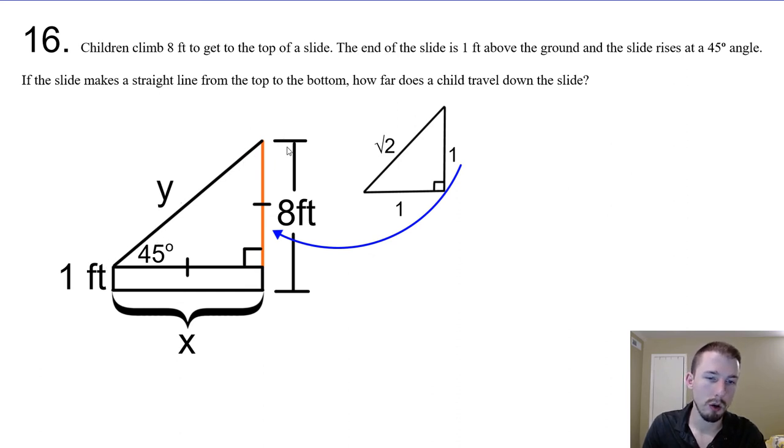All right, well, if the total length is 8 feet, but it's 1 foot above the ground, we're going to subtract that 1 foot. The orange length here is actually going to be 7, if that makes sense. So it's going to be 1 less than how high the whole triangle is off the ground. So if I'm going from this leg of 1 to the leg of 7, I'm multiplying by 7. That's my scale factor. So this leg for x here is also going to be 7. And then the hypotenuse is going to be radical 2 times 7, which is 7 rad 2, right? So that would be the length of how far the child slides down the slide.